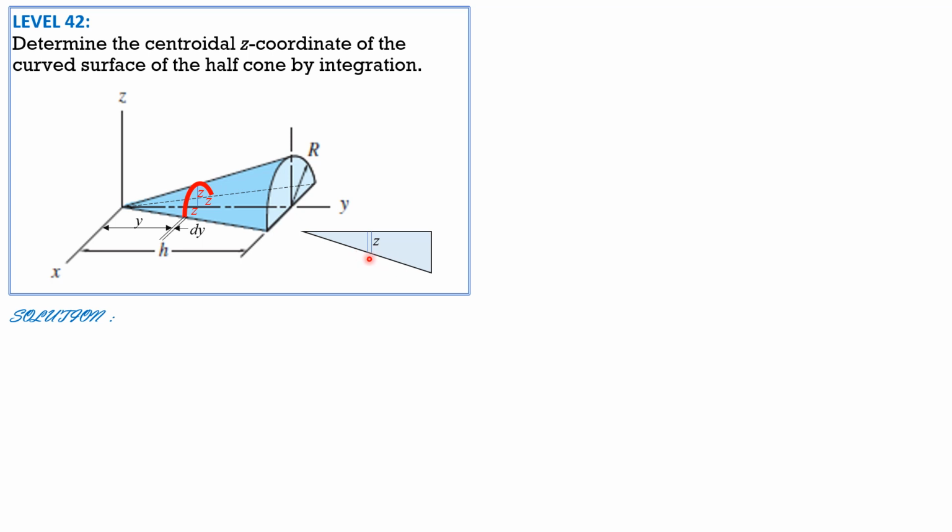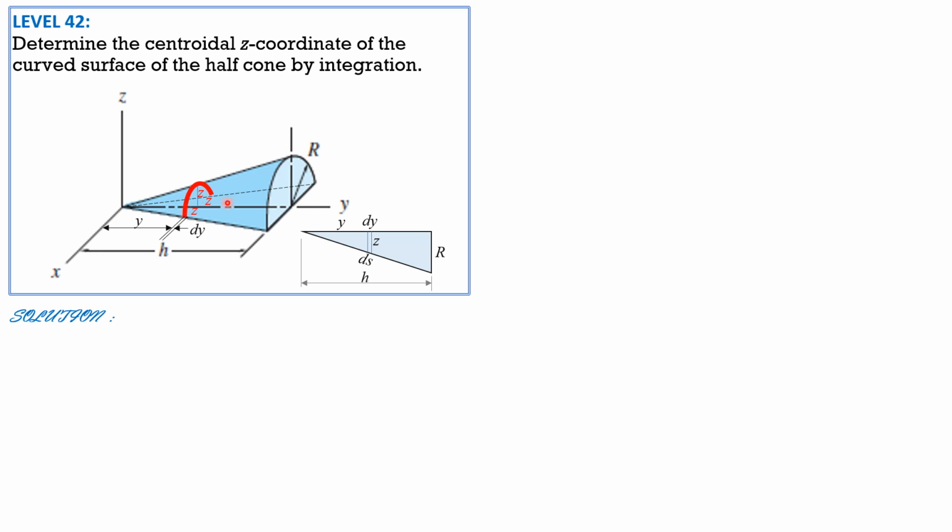Then this thickness is dy along the y-axis, but along this slant height it is ds from the figure. So that distance is y, this is r, and the whole of this distance is h, but this slanted element is ds as shown.